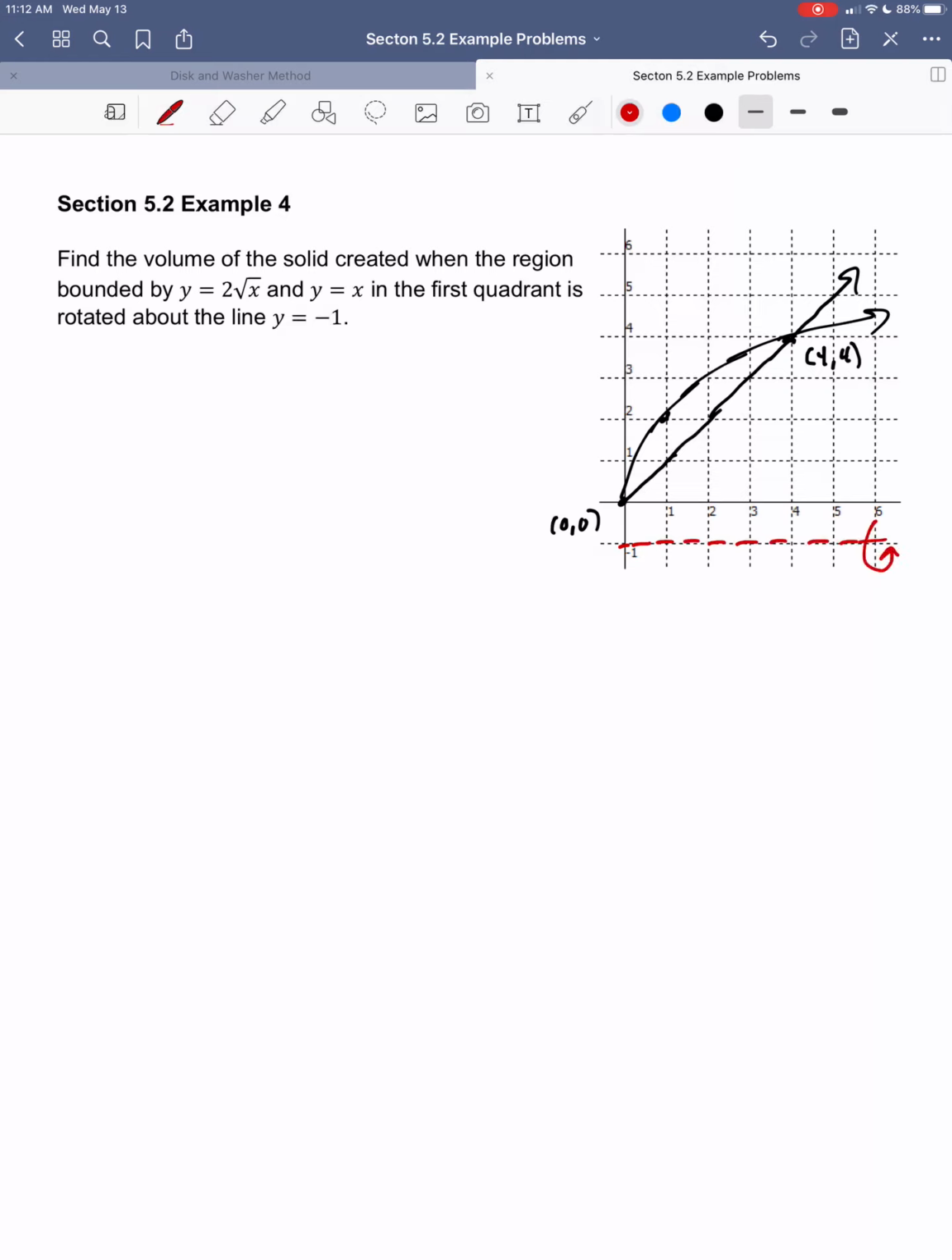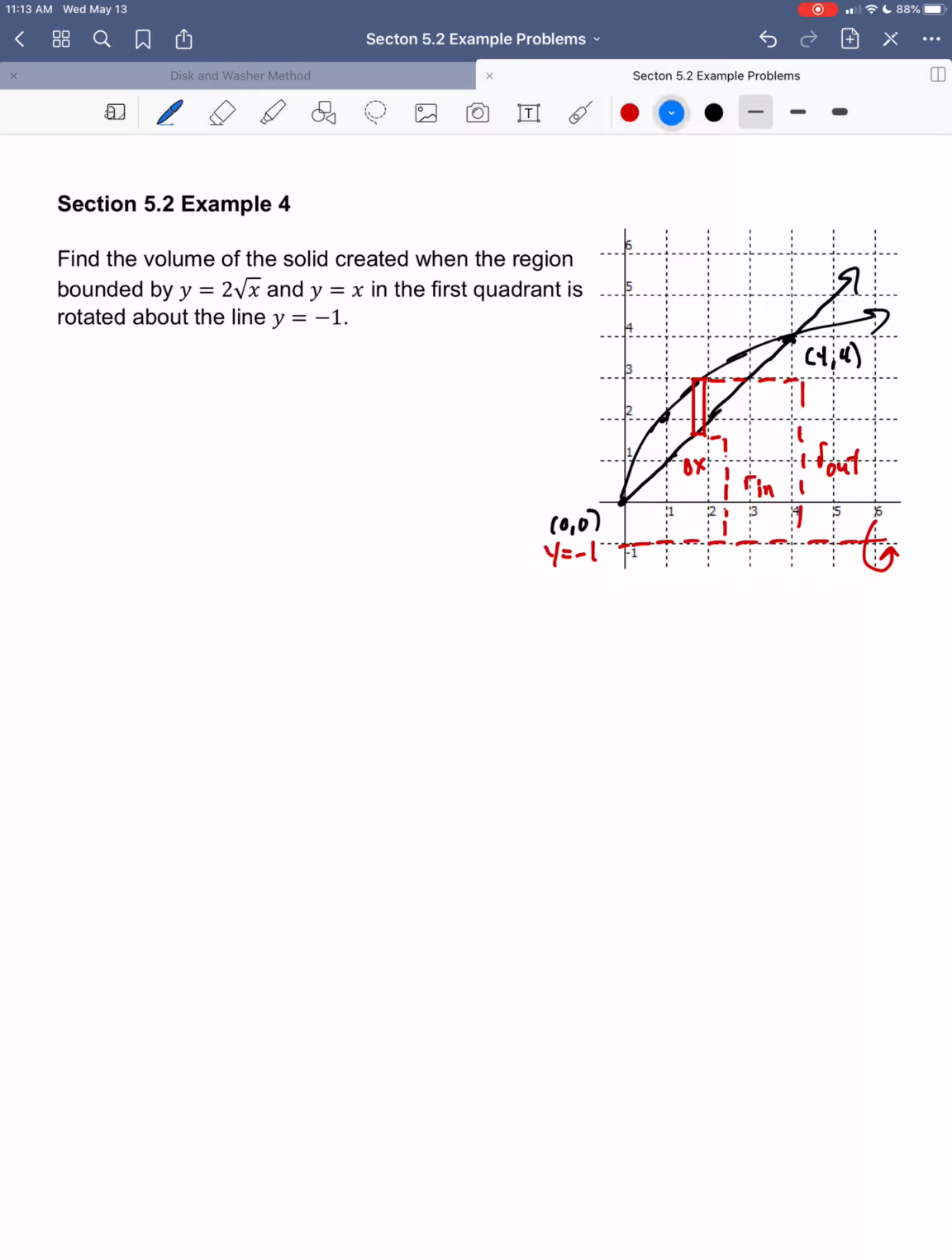Okay. And so that's a horizontal line, so my rectangle is going to have to be vertical. And that means I'm going to have a little delta x. So my integral is going to be with respect to x. I'm also then going to have to look for my outer and inner radius. This would be my inner radius, right? That's the closest distance from the rectangle to the axis. Whereas the top of the rectangle here, that's the farthest distance. That would be my outer radius.